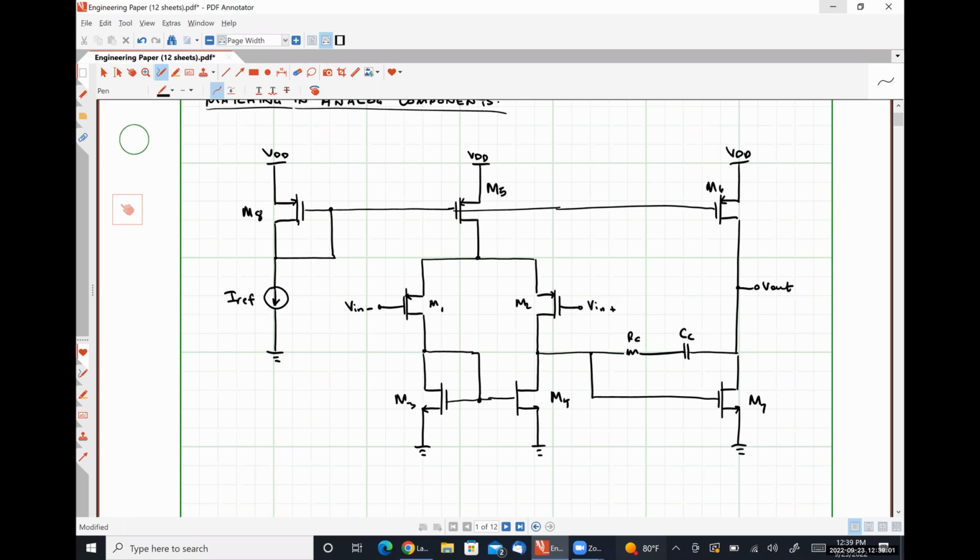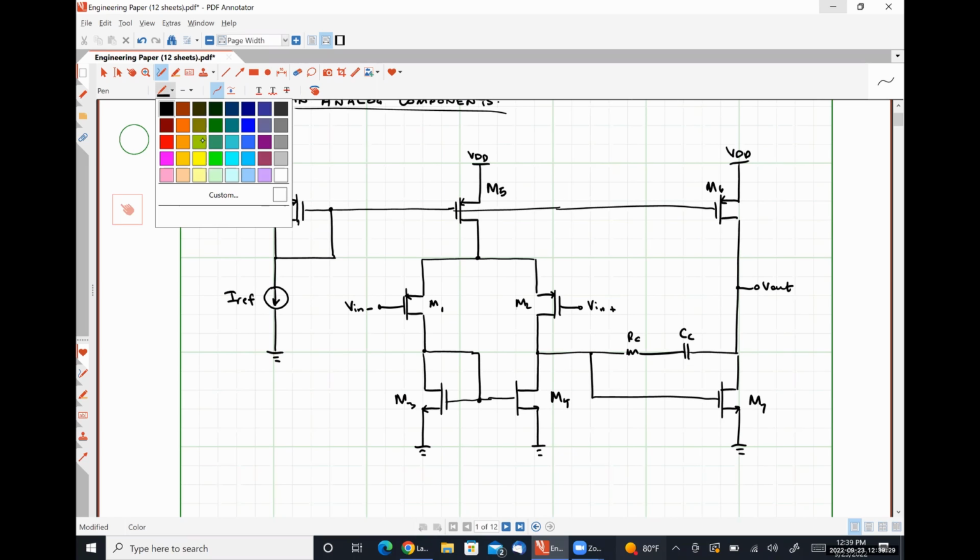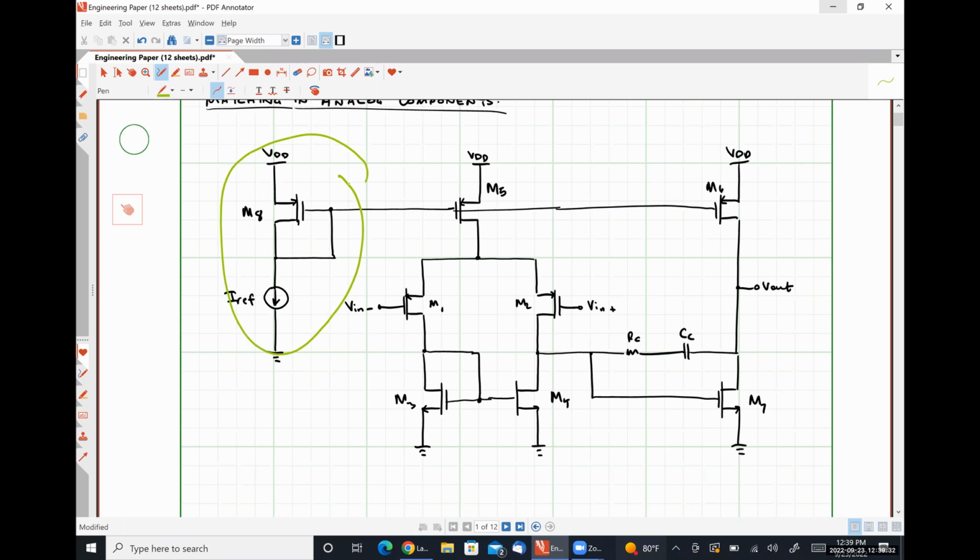So, anybody know what this is? Seems pretty easy if you recognize it. Anybody? This is an op amp. This is what we're going to design in this class. We might make it slightly more complicated than this, but this is literally a multi-stage op amp where this guy right here is our reference current generator.